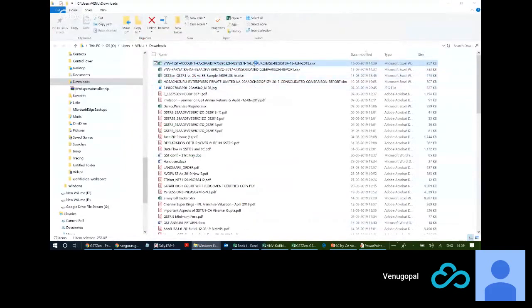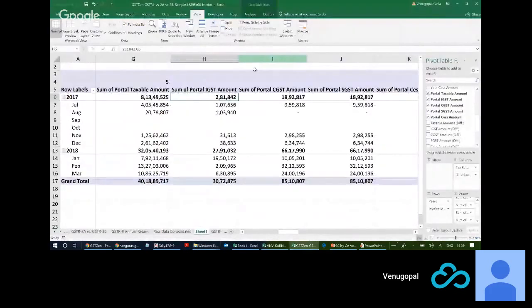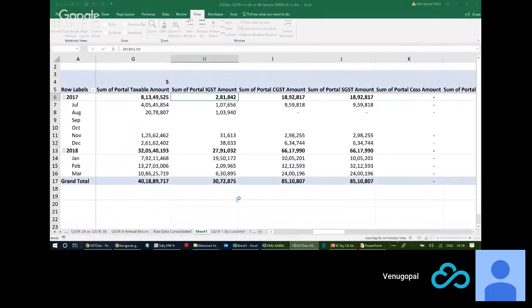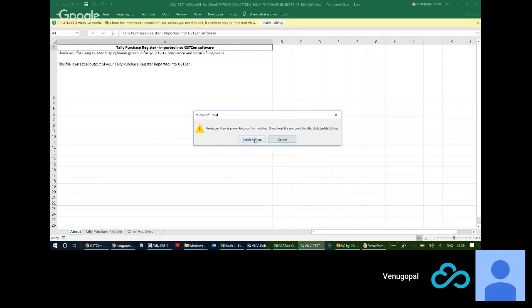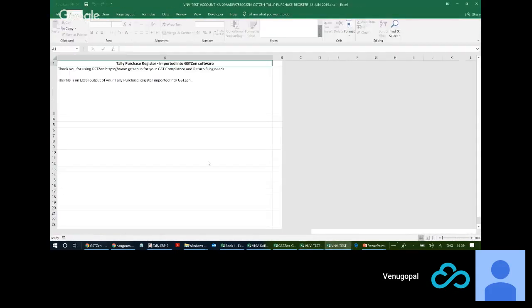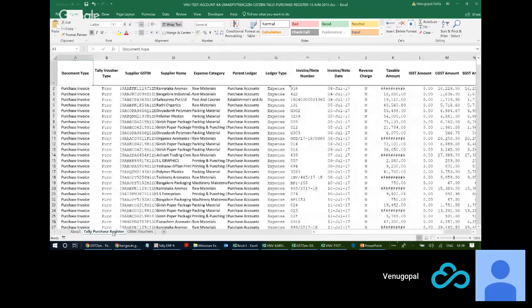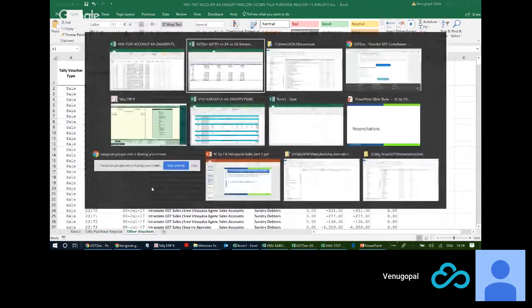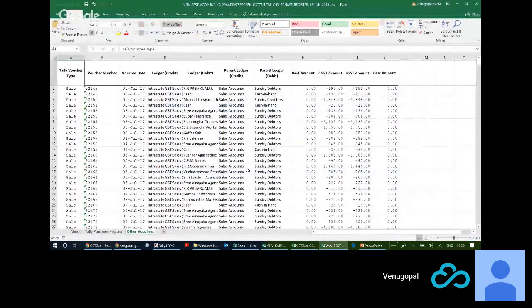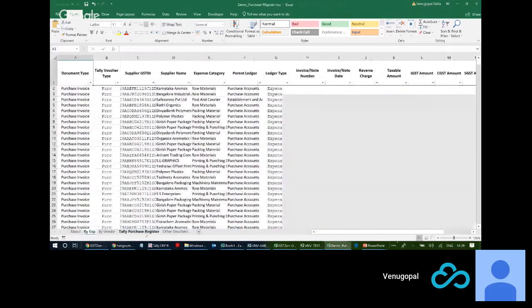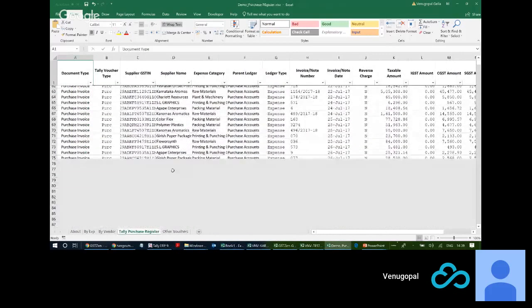So I can download my purchase register, and this purchase register gives me all the vouchers which have been considered. What are the vouchers which are there for my purchase? What are the vouchers which are not considered? And when you have downloaded these vouchers, they can be used for preparing your GSTR-9C table number 14. Like in this case, these are all my vouchers which have been imported and purchased.